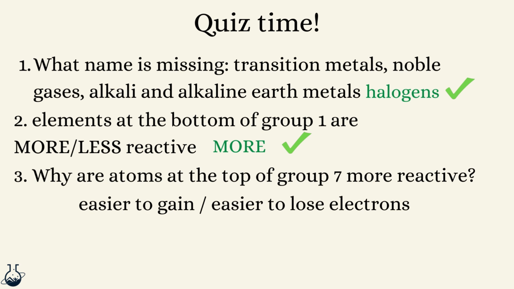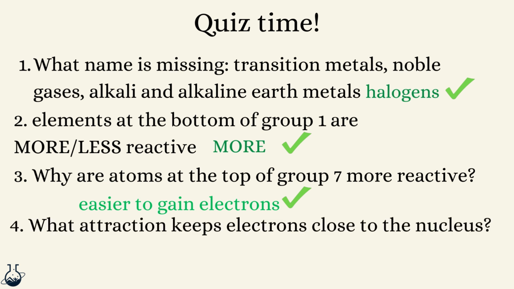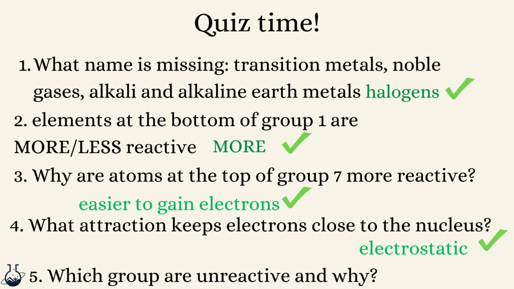Question 3. Why are atoms at the top of group 7 more reactive? Is it easier to gain electrons or easier to lose electrons? It's easier to gain electrons. Question 4. What attraction keeps electrons close to the nucleus? Electrostatic. And final question, which group are unreactive and why? The noble gases of group 0, because they already have full outer shells.